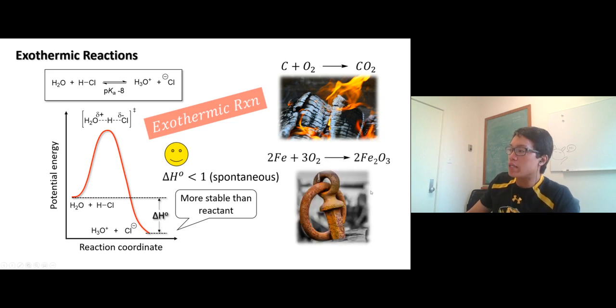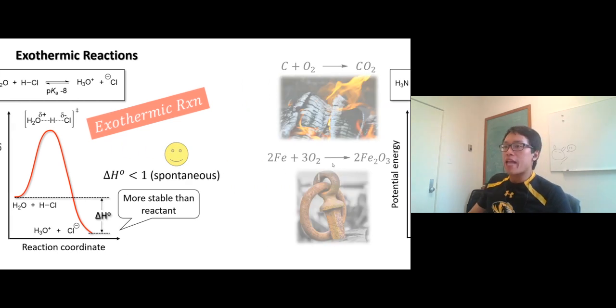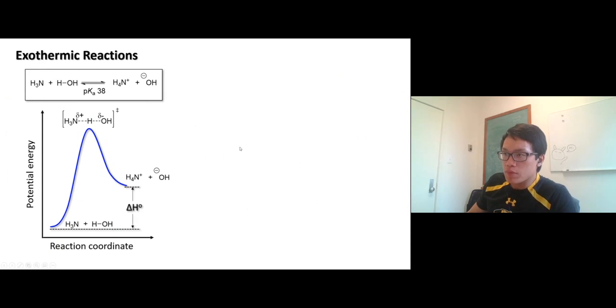Or the formation of rust. We have iron, we have oxygen. With the sunlight, it's enough for iron and oxygen to overcome the activation energy, and the reactions keep going. It's spontaneous. All right. Now, the other type of reaction.